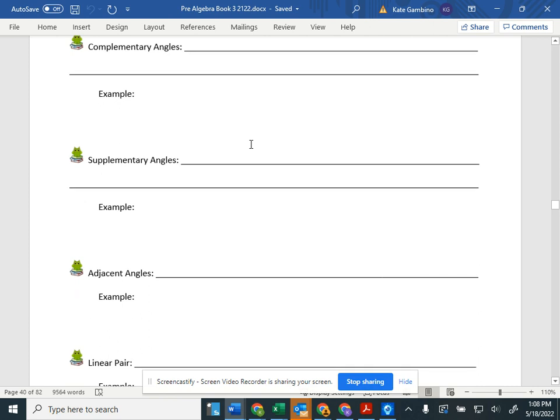Complementary angles. Who remembers what a complementary angle is? Katie. So two angles whose sum is 90 degrees. What does it mean to be a sum? Nathan? When you add them together. So a sum is adding together. So if we add two angles, their sum is 90 degrees.